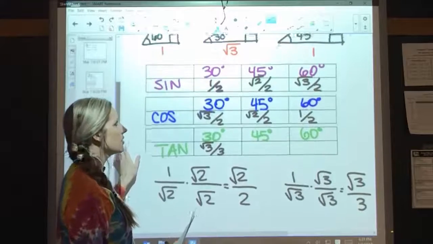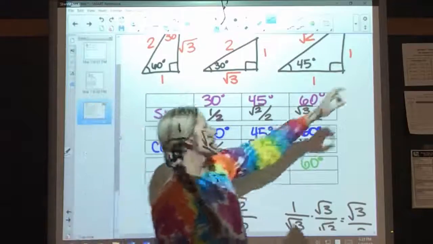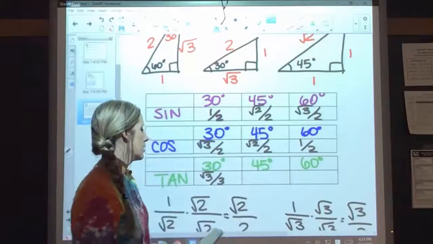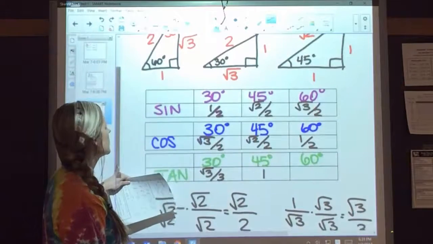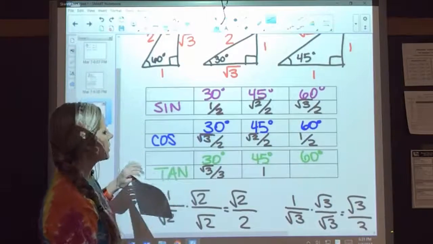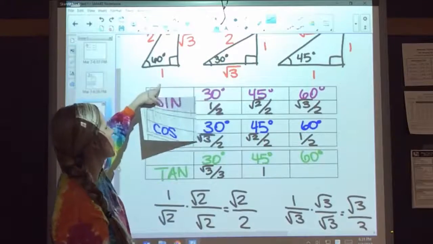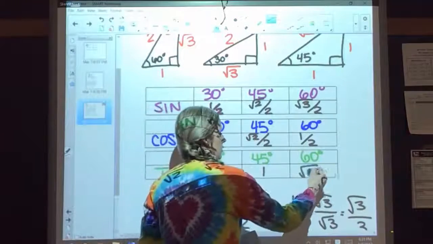For the 45 degrees, opposite over adjacent would be 1 over 1. 1 divided by 1 is 1. And then the 60 degrees, opposite over adjacent would be the square root of 3 over 1. So square root of 3.